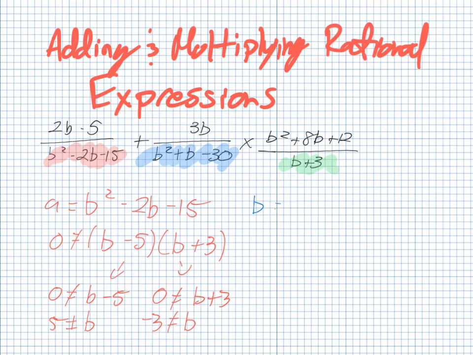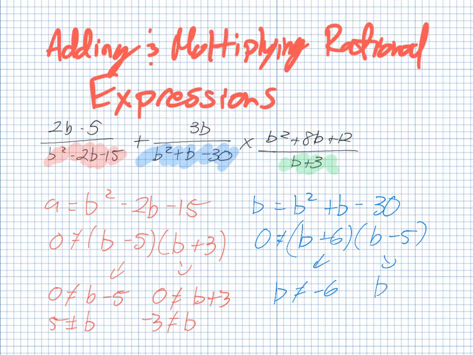B. Same concept. b squared plus b minus 30. 6 and 5 multiply to 30, and we need the difference to be positive 1. So b plus 6 and b minus 5 will work out wonderfully. They cannot equal 0. We split the two, and we know that b can't be negative 6, and b cannot be positive 5.